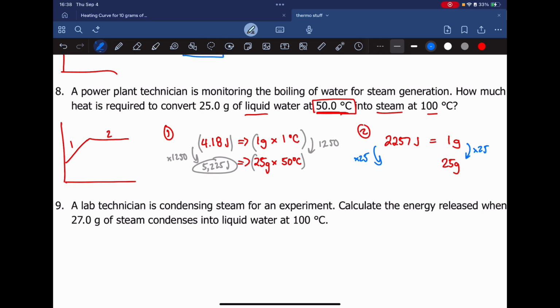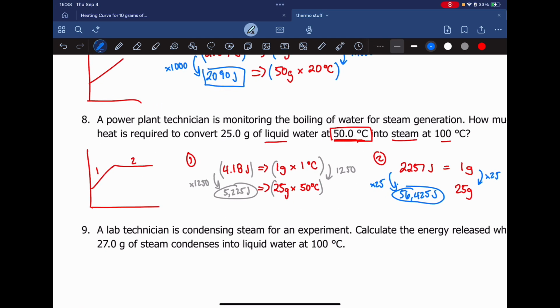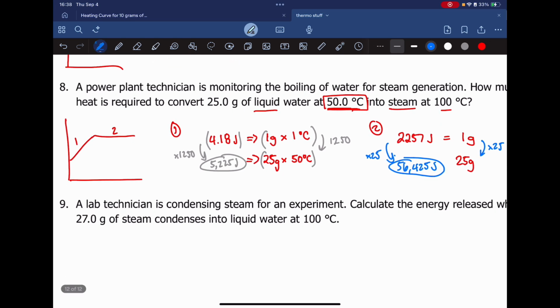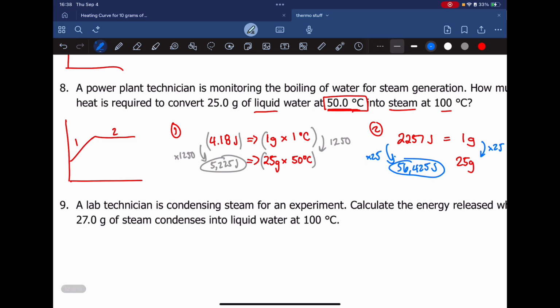Same scale factor on the other side, 2257 times 25. 56,425 joules. There we go. So step 1 requires 5,225. Step 2 requires 56,425. We add them together. I get 61,650 joules. And there we go.